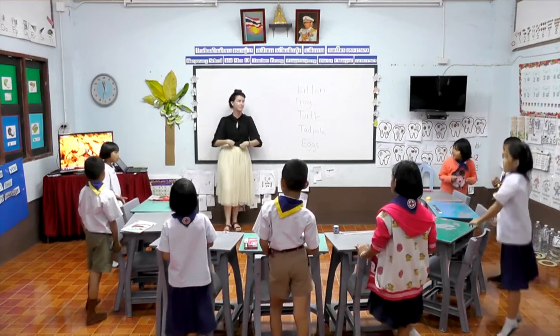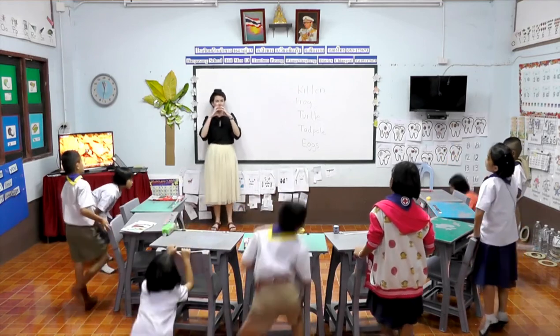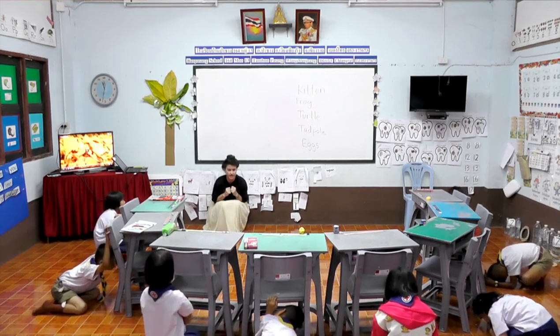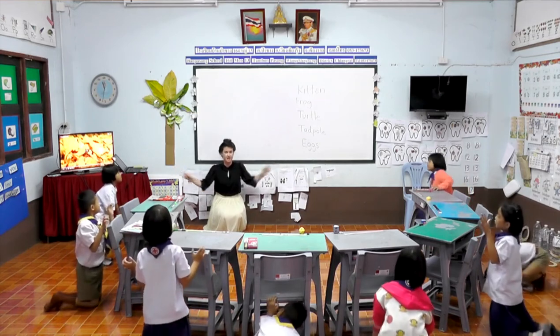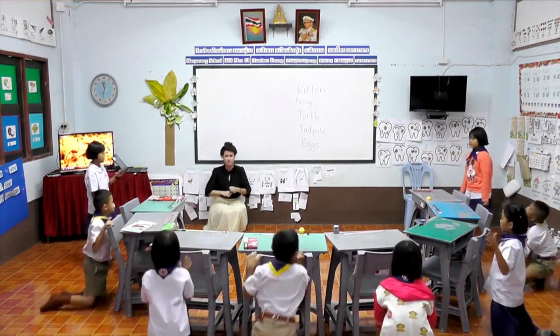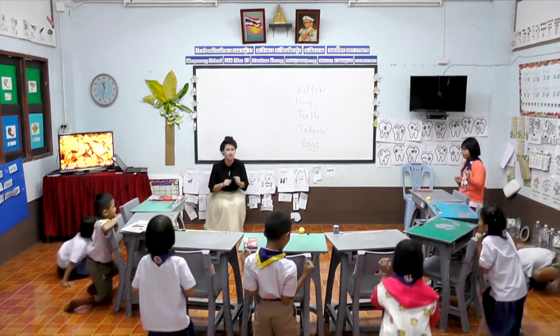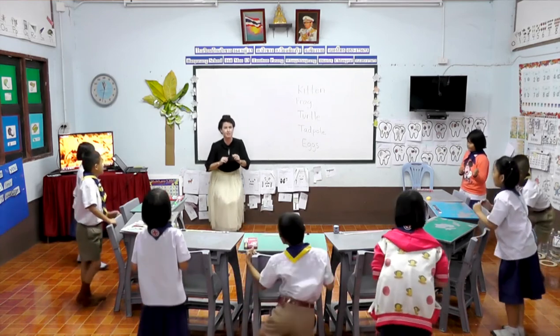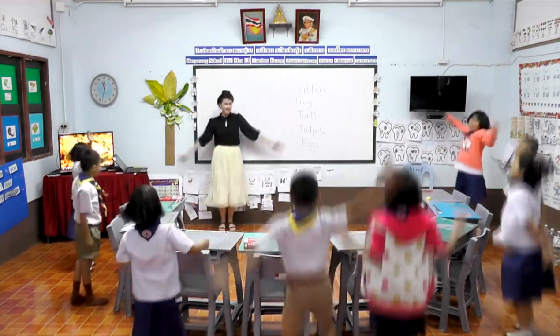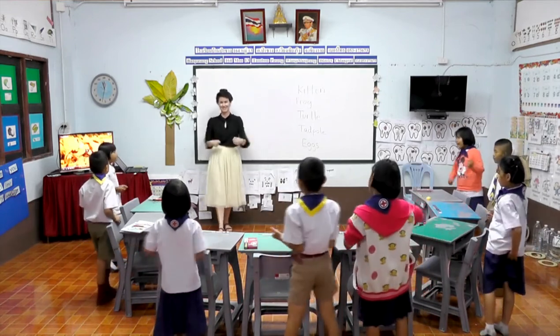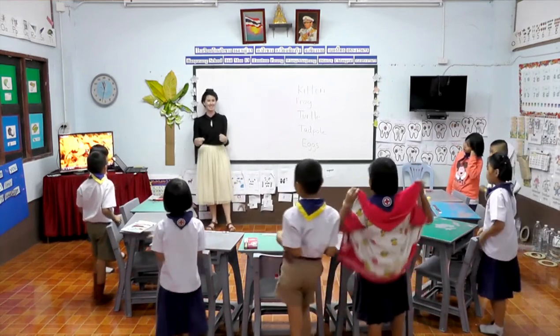Very nice. Let's do it one more time. Start off as an egg. You're an egg. Hatch out of your egg. Now you're a baby chicken. Now you're gonna grow a little bit more. And now you're a big chicken. Very nice, friends.